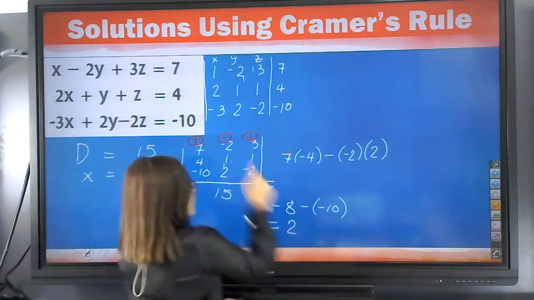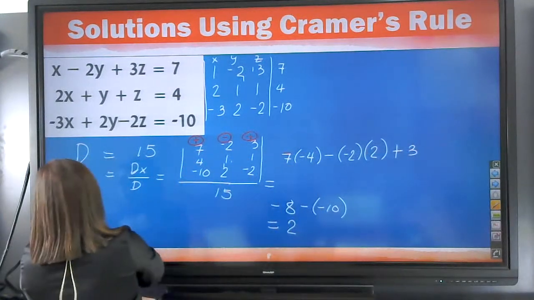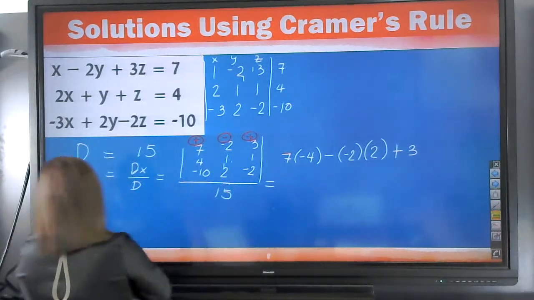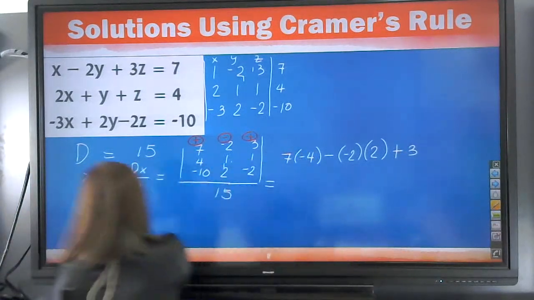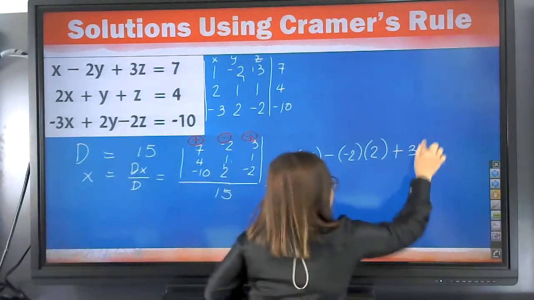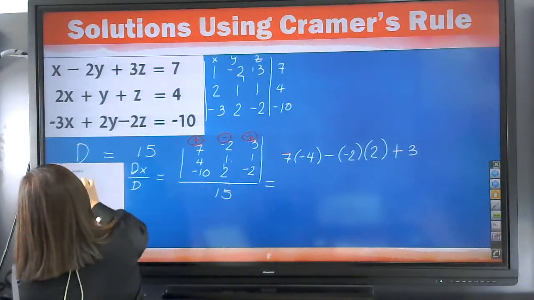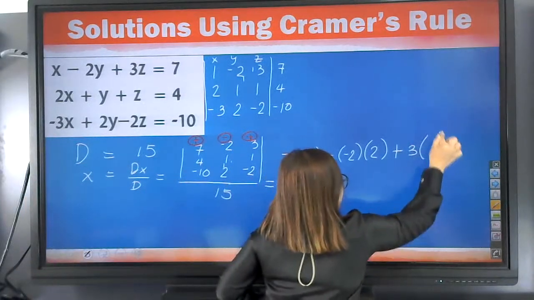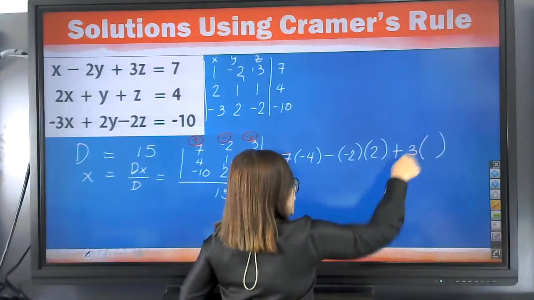Next, plus 3. Okay, I'll erase this one so the solution here is clearer. So this is plus 3 times something. Where will we get the something? Arrow down minus arrow up.